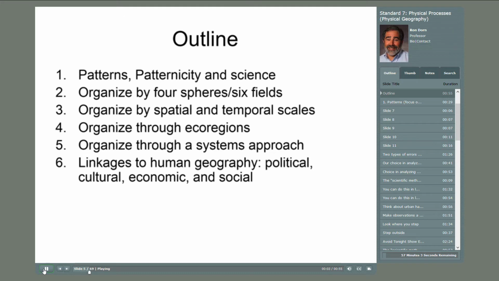The Geography Standard Number 7 is typically organized into 6 general categories of helping you look at the patterns of Earth's surface. We start out by looking at patterns and science. Then look at the 4 spheres or 6 fields of physical geography. Learn to think in terms of different scales, both spatially from the tiny to the big, and in time from the short to the long. Ecoregions is a relatively new tradition in geography, and it's a great way to think about patterns on Earth's surface. There's also a traditional systems approach used in interpreting patterns. So these are the 6 general categories that I'll organize topics in which to help you understand standard number 7.